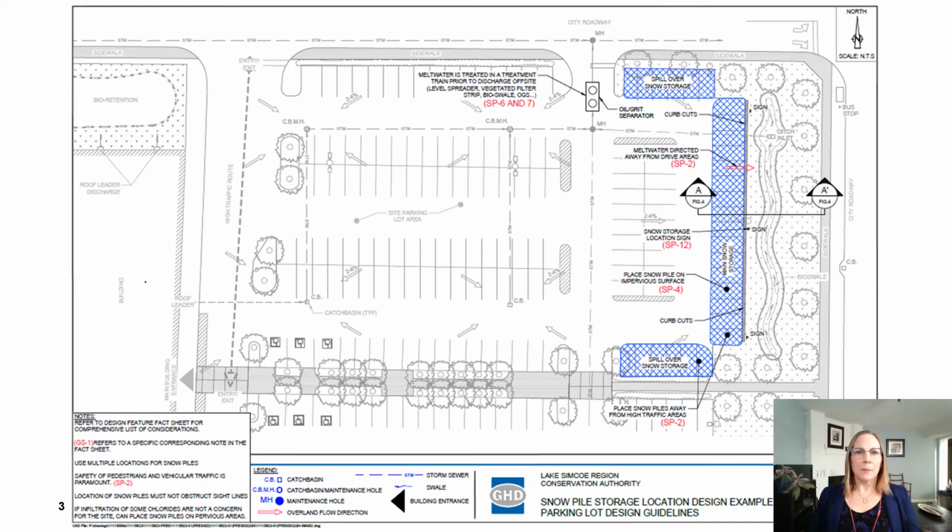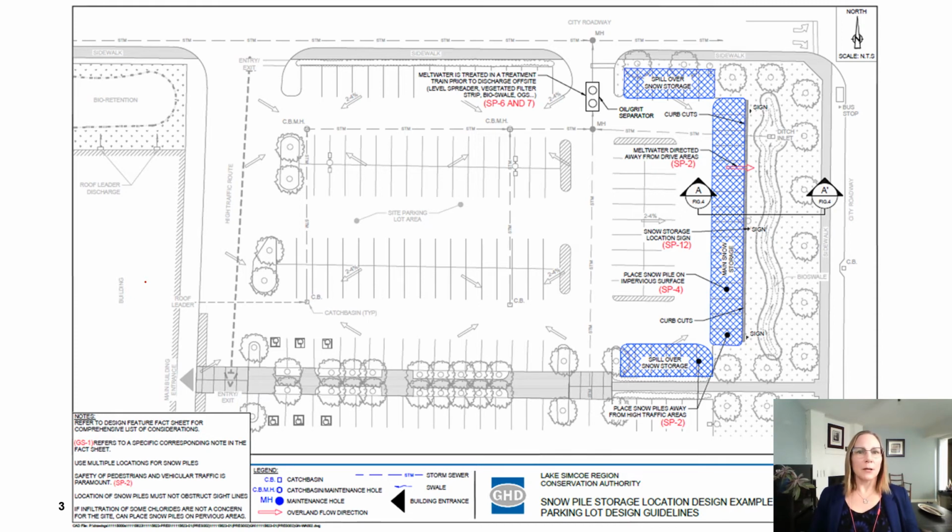So what we're looking at here is they specify that snow piles should be located in low traffic areas, along the outer edges of parking lots, and also down gradient from high traffic areas. So ideally, you'd have your snow piles at the lowest point in the parking lot. This is going to minimize the risk of meltwater draining across high traffic areas and refreezing.